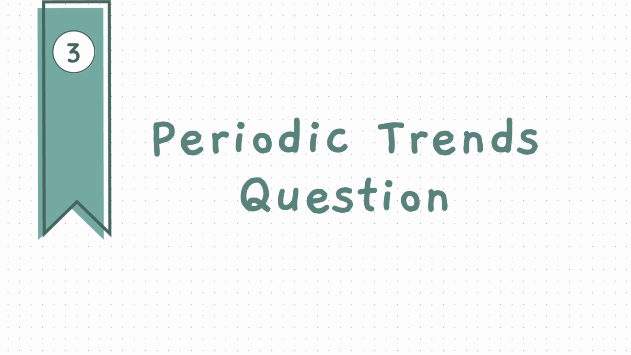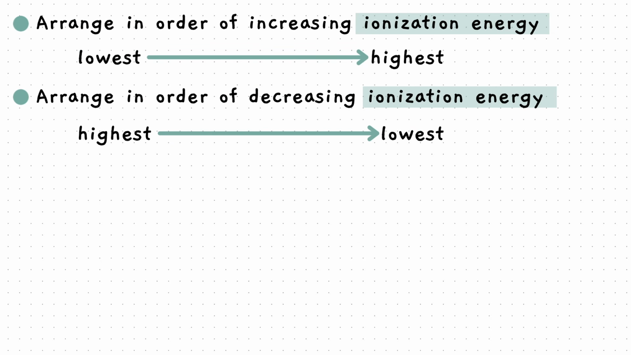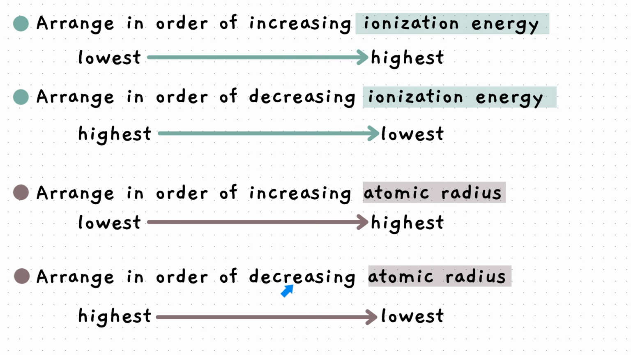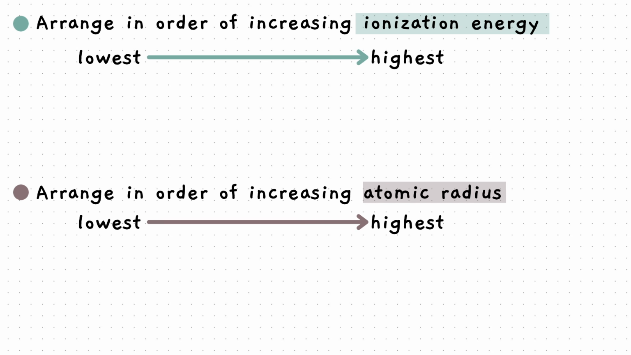And the third question is on periodic trends. You'll be asked to either arrange elements in order of increasing or decreasing ionization energy, or you'll be asked in order of increasing or decreasing atomic radius. We'll do 2 different questions on increasing ionization energy and increasing atomic radius.